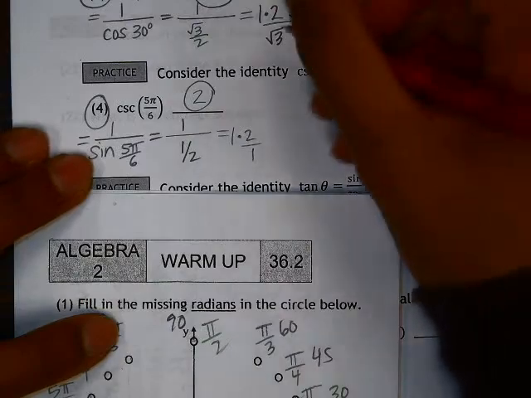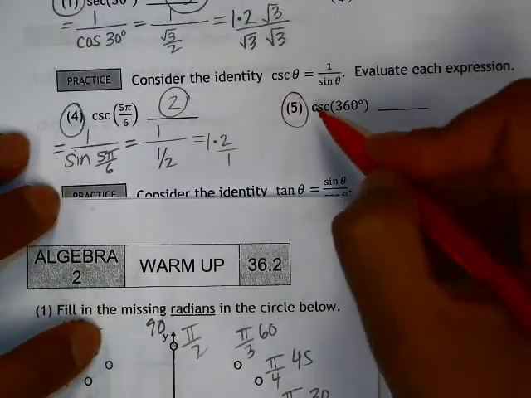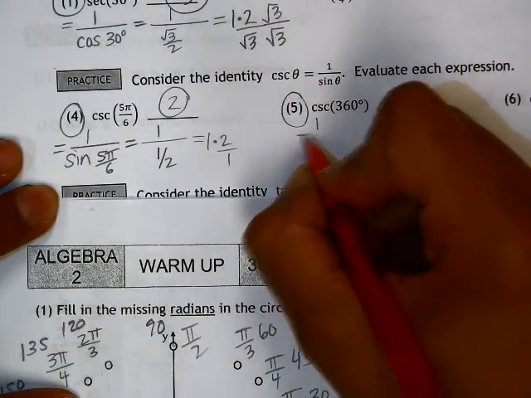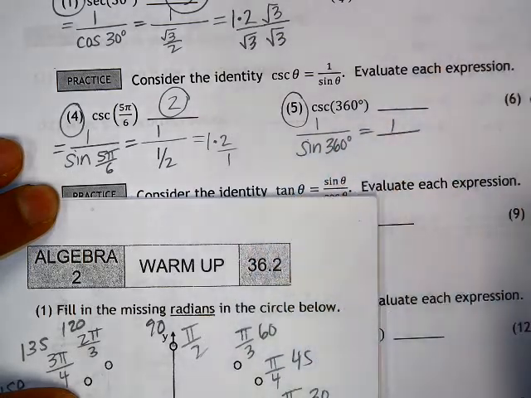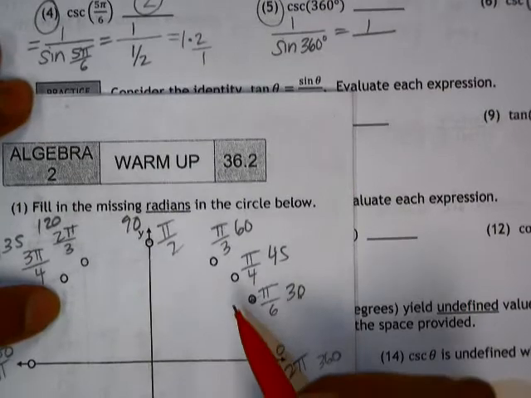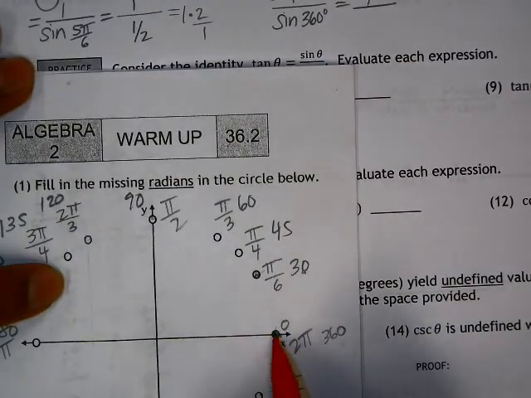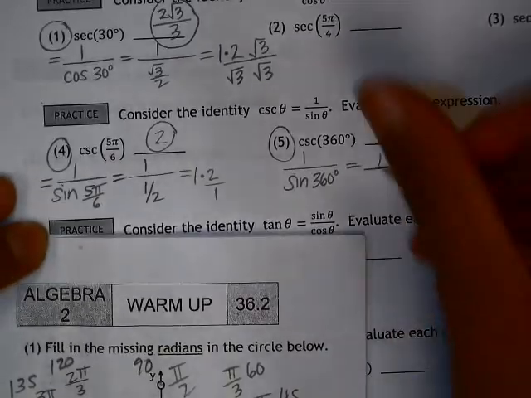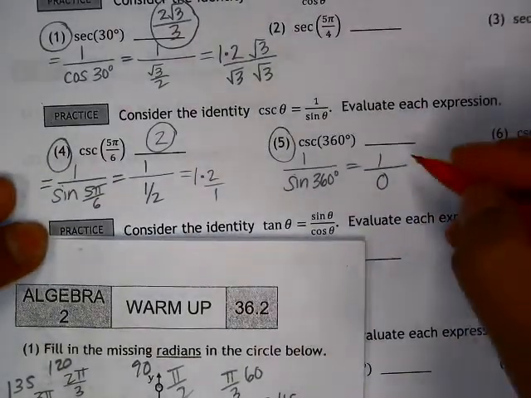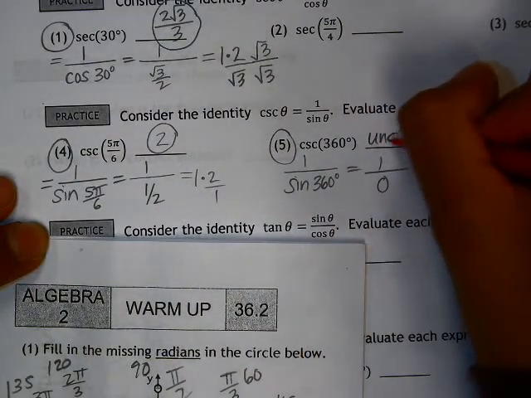So let's actually look at number 5. Cosecant of 360 degrees is 1 over the sine of 360 degrees. The sine of 360 degrees, right here we have a sine value of 0. We're not going anywhere vertically, so sine is 0. So 1 divided by 0, we can't divide by 0, so this is an undefined value.